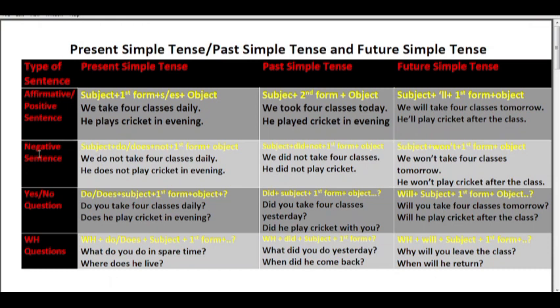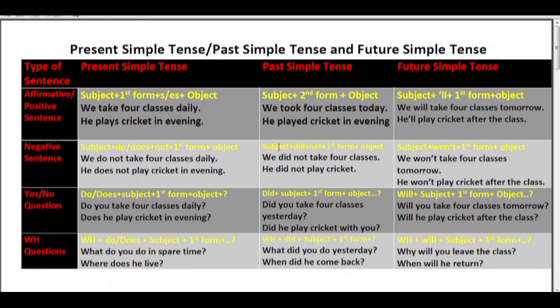Now next we have negative sentences or negative structure. So for negative sentences, here in present simple tense, if the subject is plural, then we add do and then not, then first form of verb and then object. For example, we do not take 4 classes daily. But if the subject is singular, then we add does and not, then first form and then object. For example, he does not play cricket in evening.